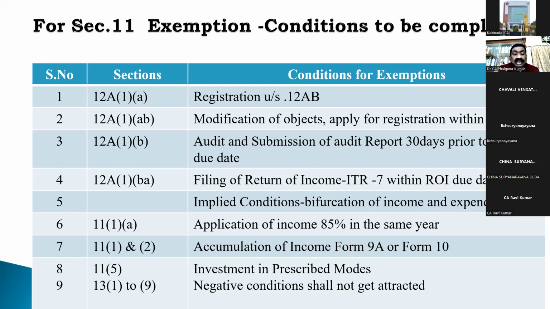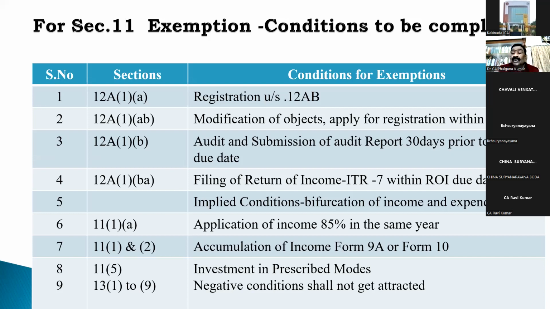So similarly, section 13(1) to 9 are conditions whose violation will forfeit the section 11 exemption. Section 11 is the exempting section, and 13 is the taxing section. That means if you violate the 12A conditions, the section 11 conditions, how the violation will arise is enumerated in 13(1), small a, small b, small c, small d.